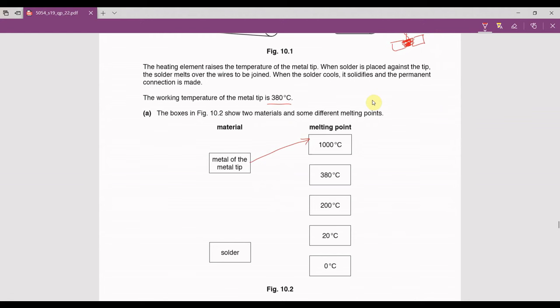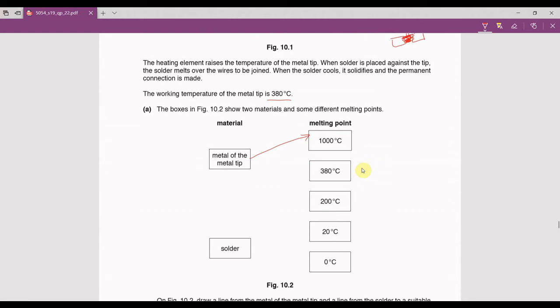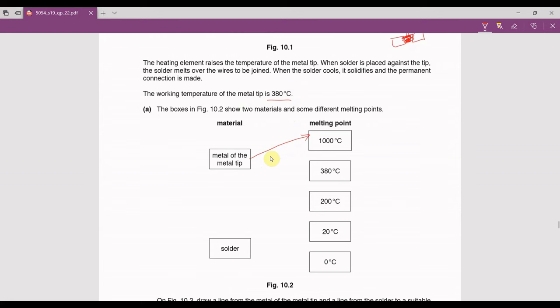So a good idea is to have the solder's melting point as close to the working temperature of the metal tip as possible, so that when it is melted, it comes back to be a solid again. So the thing is, you can't choose 380. Why not? Because if the metal tip is at 380 degrees, some of the energy is going to be lost to the surroundings as well, and the solder will just start to melt at 380 degrees.